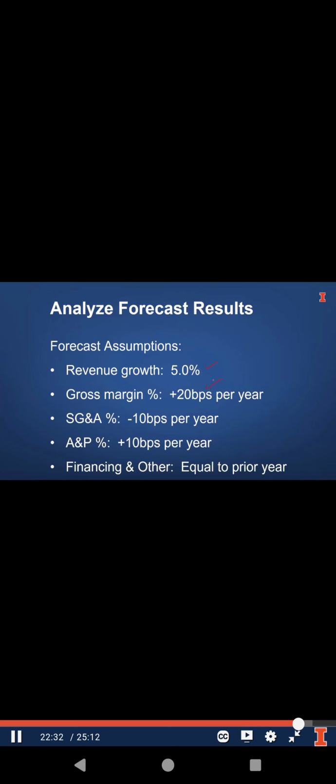Gross margin. In our forecast, we have that increasing 20 basis points per year. Well, that makes sense for Church and Dwight. It's a focus item of theirs. It's an incentive compensation metric. They have a history of increasing gross margin percent of sales. So we feel good about that forecast assumption.